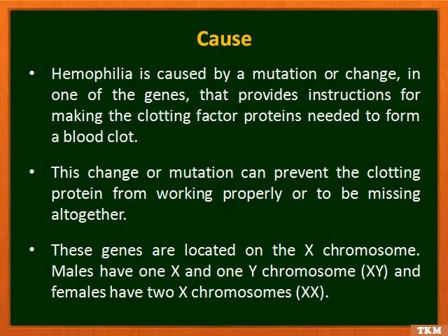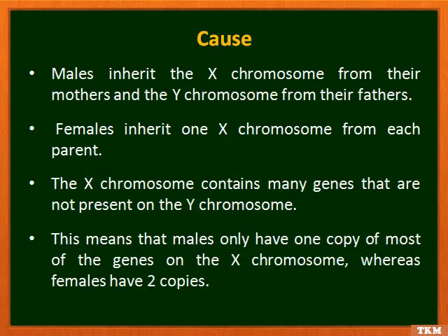So males inherit the X chromosome from their mothers, Y chromosome from their fathers. Females inherit one X chromosome from each parent. The X chromosome contains many genes that are not present on the Y chromosome. So this means that males only have one copy of most of the genes on the X chromosome, whereas females have two copies. So in any case, if the males inherit the X chromosome with a mutated gene that is responsible for clotting factor protein, that person will be affected by this disorder.